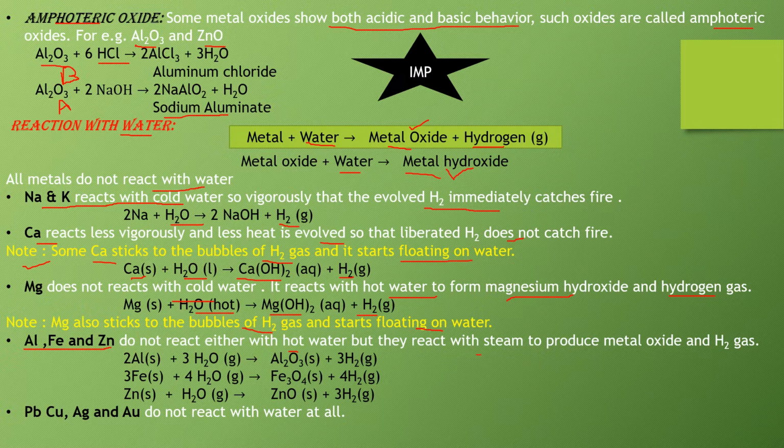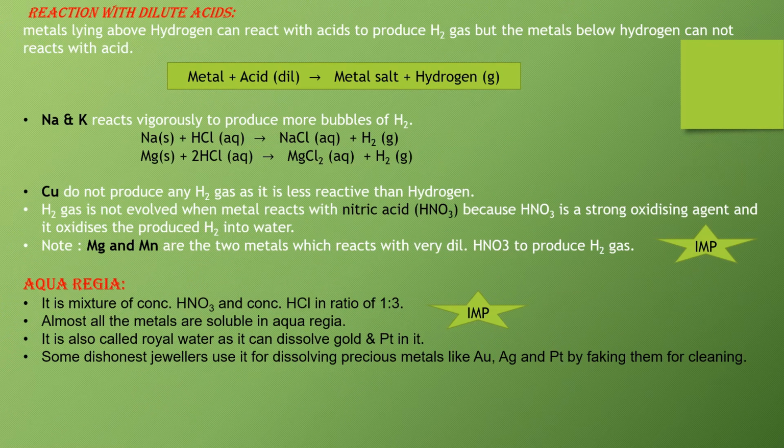water, but they react with steam to produce metal oxide and hydrogen gas. The reaction is aluminium plus H2O gives Al2O3, iron plus H2O gives Fe3O4. Fe3O4 is the mixed oxide of iron, and zinc plus H2O gives zinc oxide. Now lead, copper, silver and gold are the least reactive metals and they do not react with water at all.